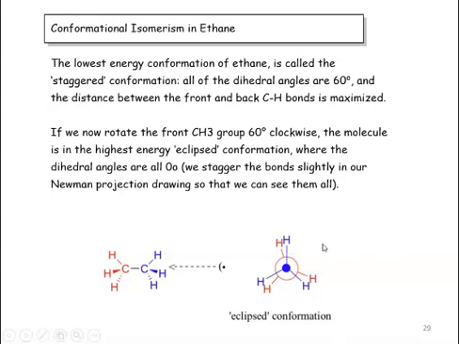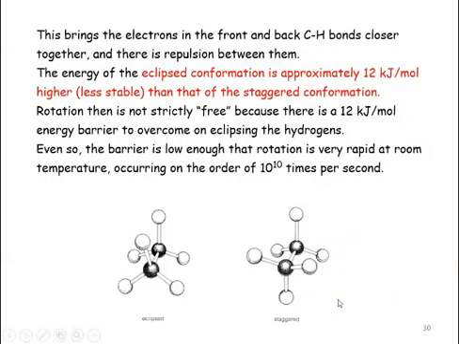Now, in our Newman projection drawing we stagger the bonds slightly so that we can see all of them. Even though we see some gap, actually they are exactly placed back to back, in a single line, just for ease of representation. There is a small gap shown between these groups, however practically they lie exactly behind each other, so the dihedral angle is considered as 0. This brings the electrons in the front and back carbon hydrogen bonds very close to each other, and a repulsion occurs between them. The energy of the eclipsed conformation is approximately 12 kilojoule per mole higher than that of the staggered conformation.